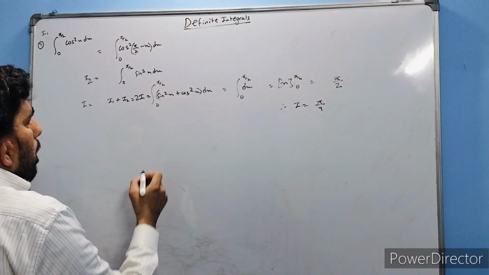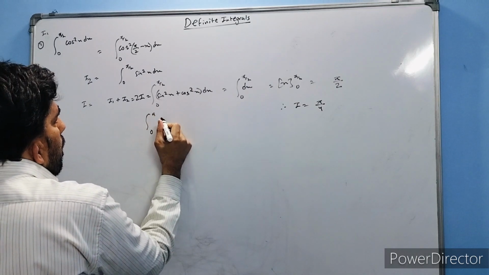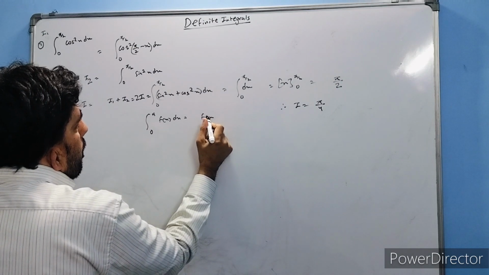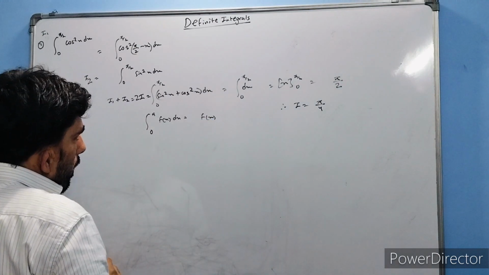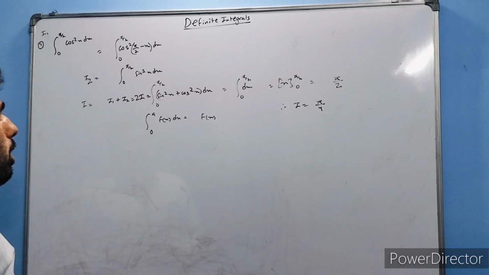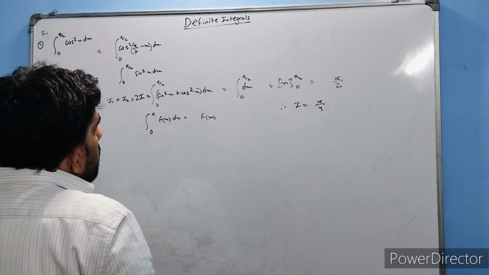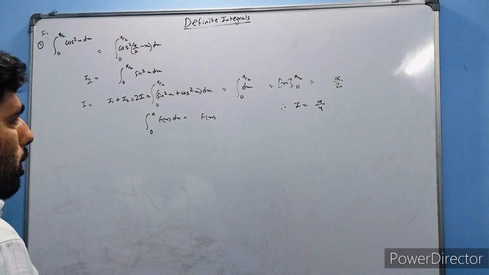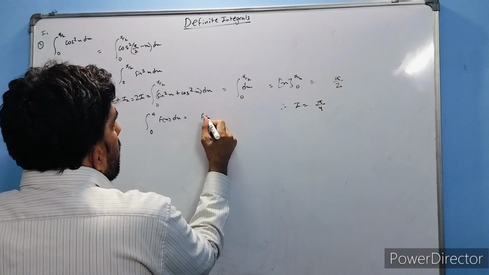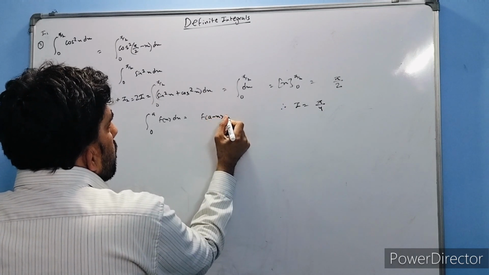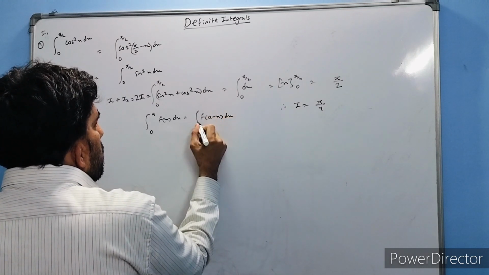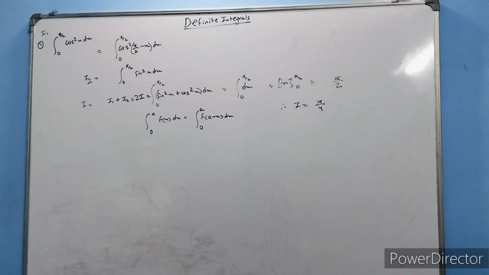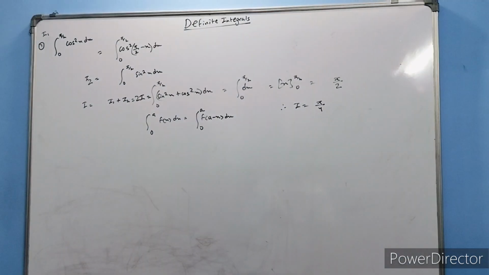Okay, here we have applied the property, that is, the integral from 0 to a of f(x) dx, that is, we got here f(x). So this is the property which I have applied here, that is f of a minus x dx from 0 to a. Okay, so this property we have applied because we know it.